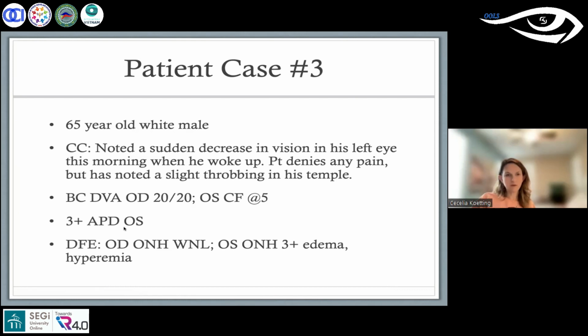Okay. Vision is 20/20 in the right, counting fingers at 5 feet in the left. We have a 3+ APD in that left eye, pretty consistent. And optic nerve head in the right looks completely normal. Left, we've got 3+ edema and hyperemia. Cool. So what are we thinking?